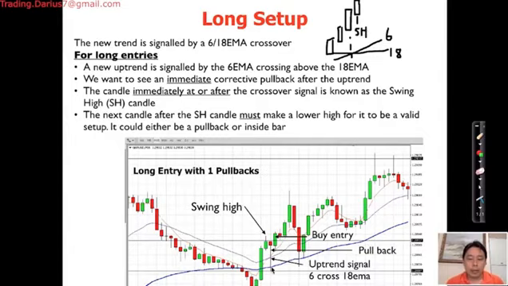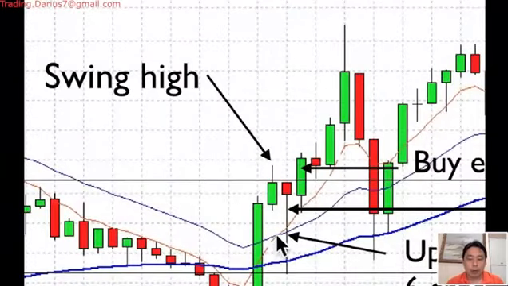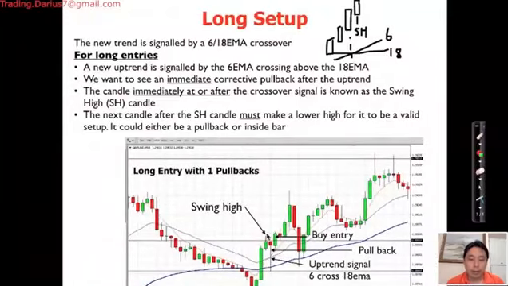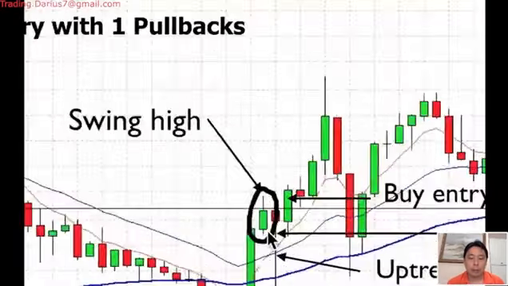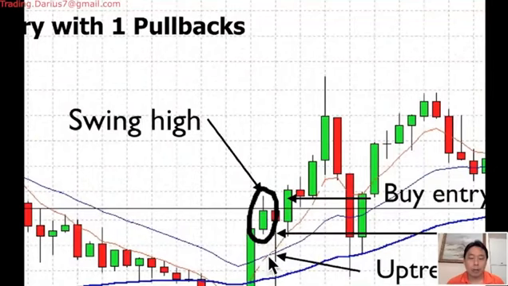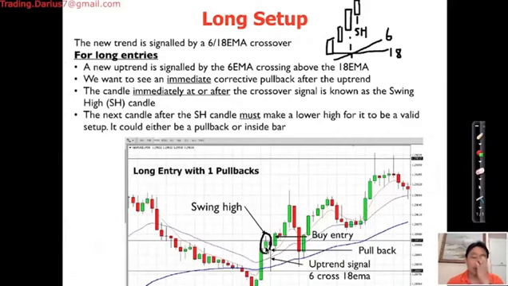Okay. So in this case, you can see that's the cross over here. And where's the swing high candle? That's right. This candle over here is the swing high because it comes right at the cross of the 6 and 18 EMA. Now, what is critically important is the next candle after the swing high candle must, I repeat, must make a lower high for it to be a valid setup.